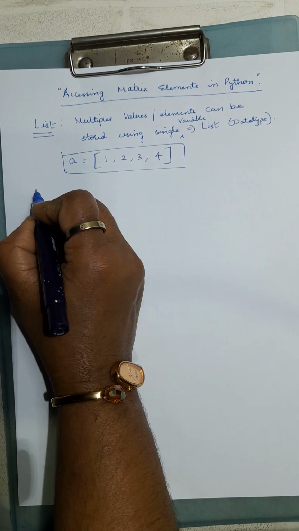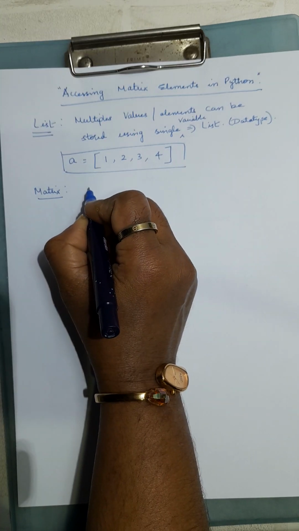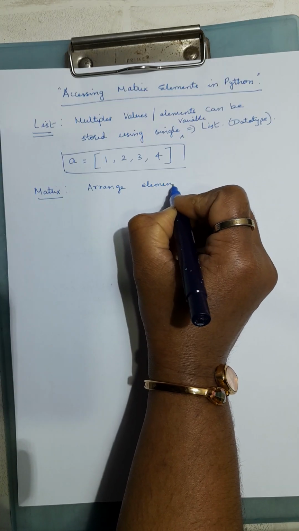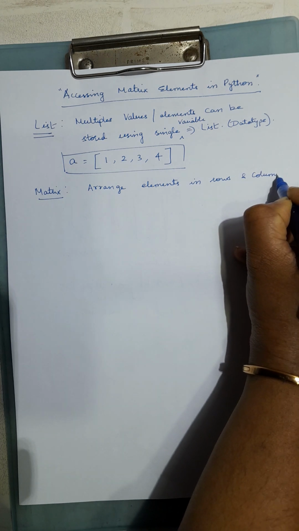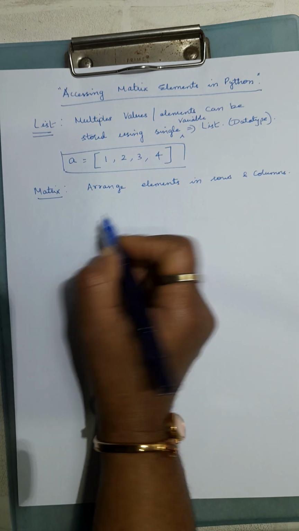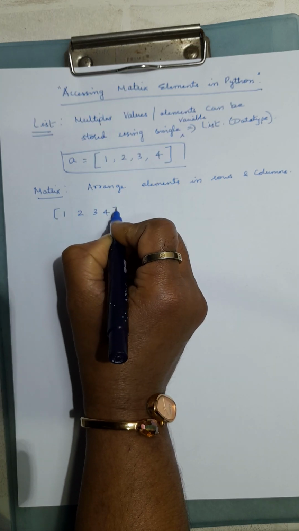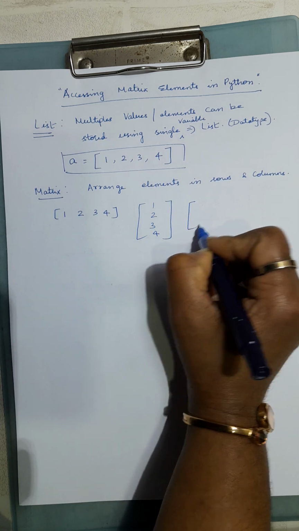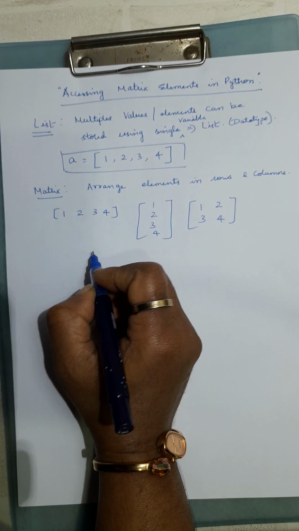Now moving back to the actual concept, matrix. What is a matrix? It is the way in which we arrange elements in rows and columns. So that's why we make use of the matrix concept. Okay, now how do we represent a matrix? I can represent it like this: 1, 2, 3, 4, or like 1, 2, 3, 4, or 1, 2, 3, 4. There are three different ways where we can store matrix elements.